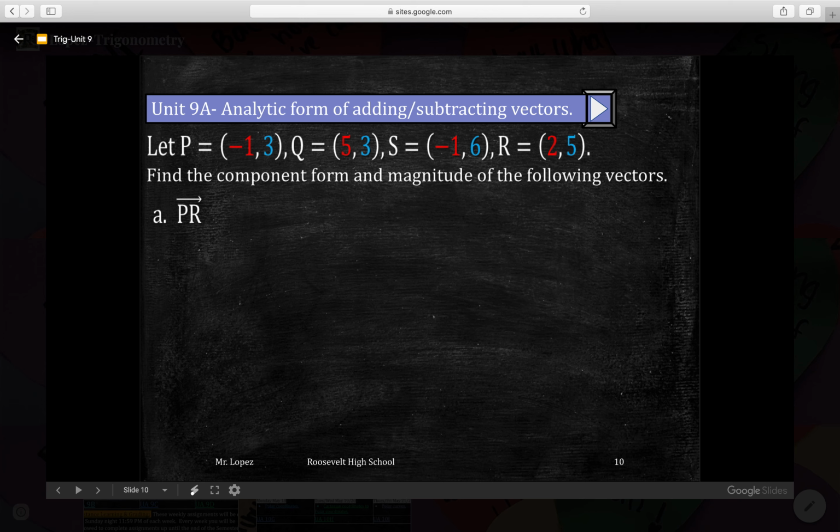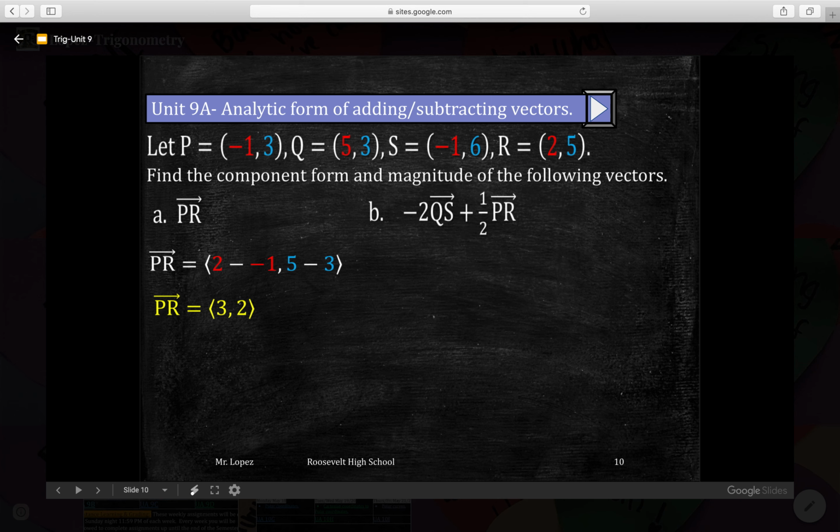Analytic form of adding and subtracting vectors. Find the component form and magnitude of the following vectors. How do you find vector PR? Again, just subtract. Look for P, look for R, and subtract them. It's 2 minus negative 1, then 5 minus 3. 2 minus negative 1 is 3, and 5 minus 3 is 2. So the vector is (3, 2).